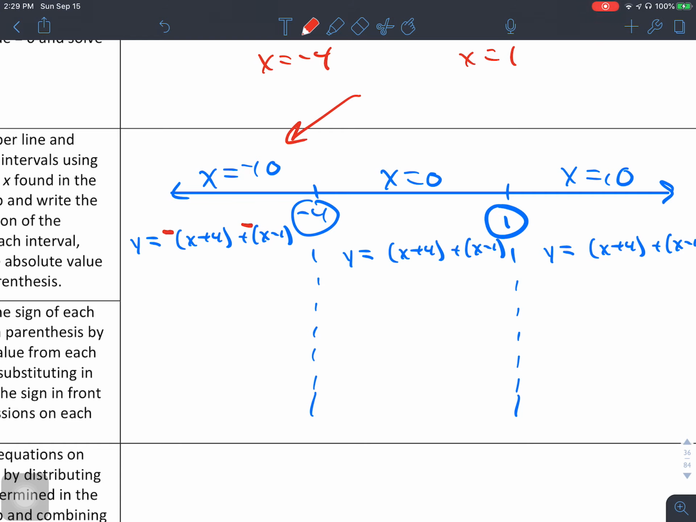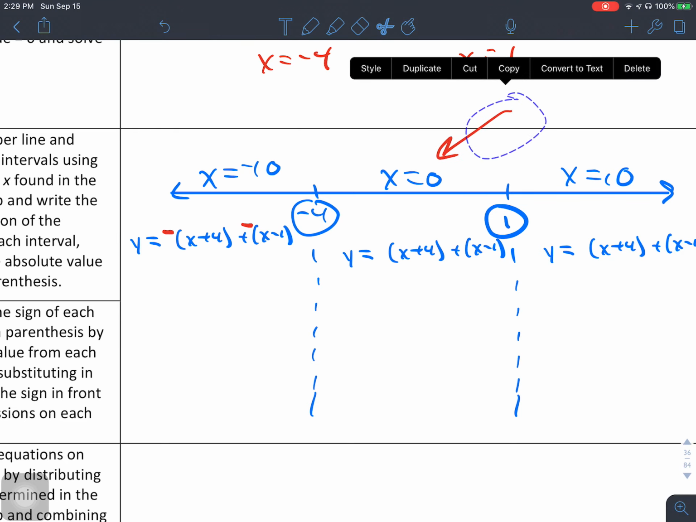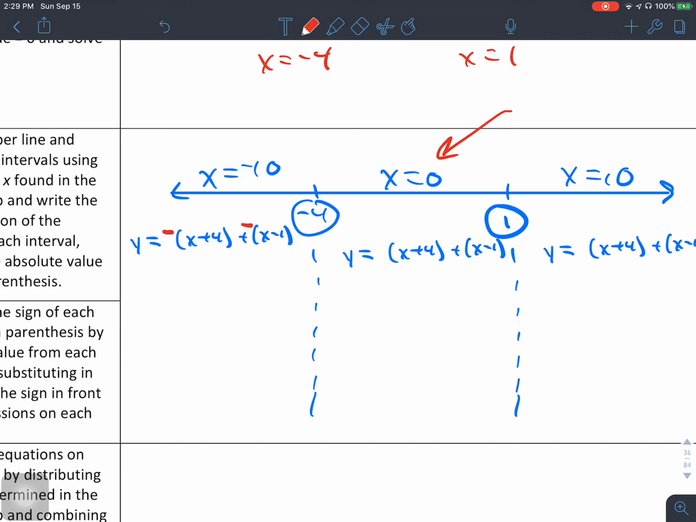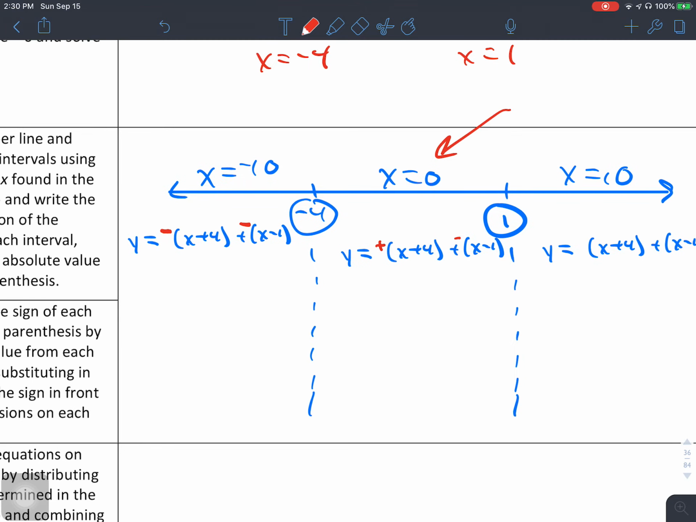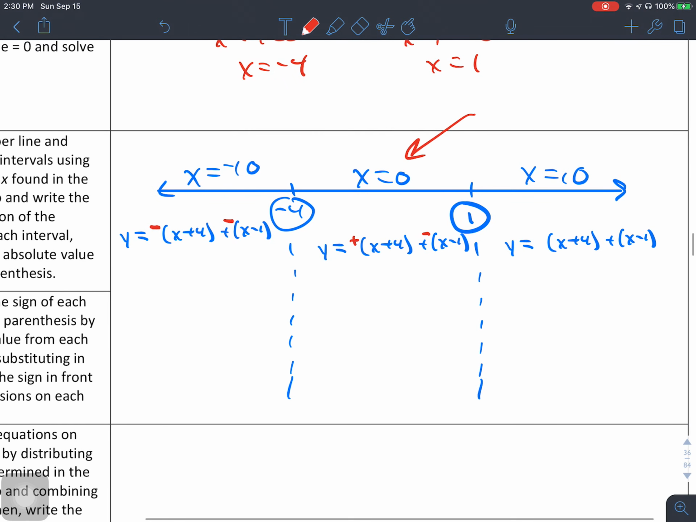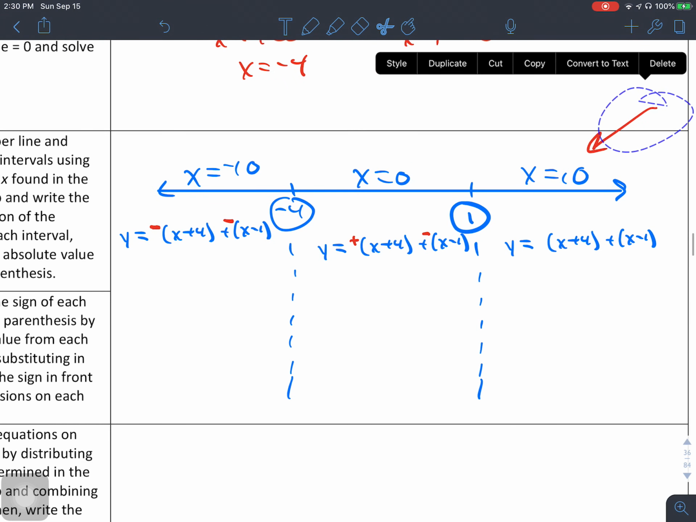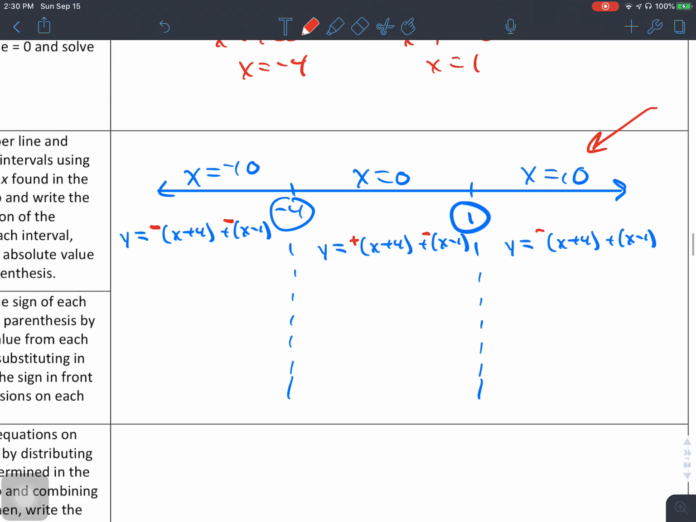We're going to do the same thing in this next interval. We're going to take this 10, this 0 I should say, and plug it in. 0 plus 4 is positive, put a little plus sign. 0 minus 1 is negative, put a little negative sign. Then we're going to plug 10 in. 10 plus 4 is positive. 10 minus 1 is also positive.